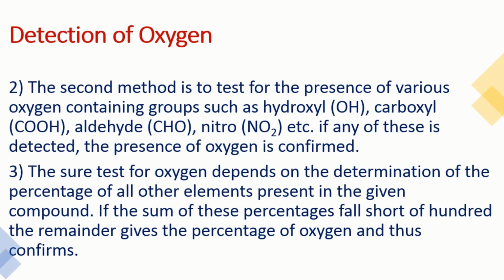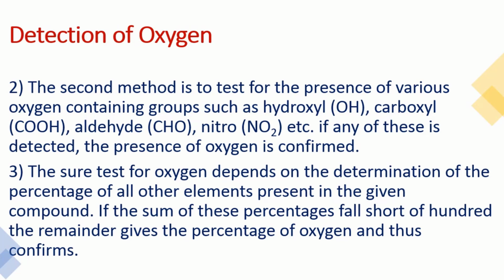For example, alcohol has oxygen. Aldehyde has oxygen. Ketone has oxygen. Nitro has oxygen. Carboxylic acid has oxygen. So we will perform the test of the functional group, and the presence of that functional group indicates that oxygen is present.